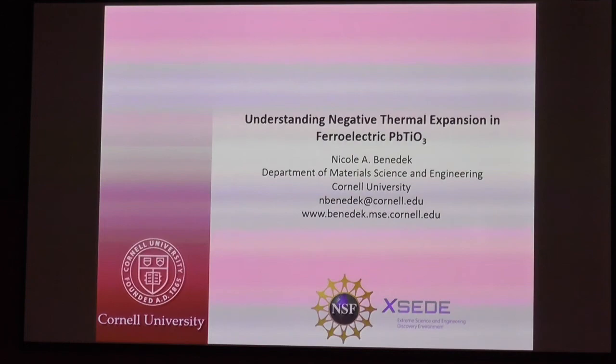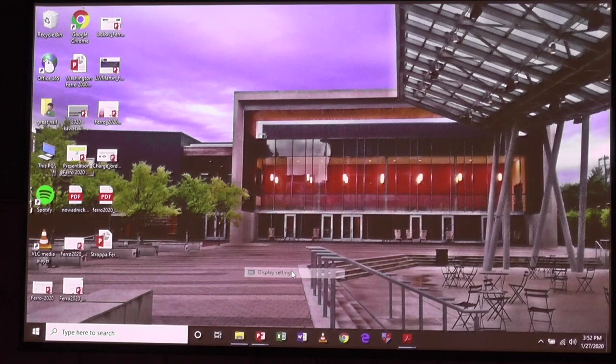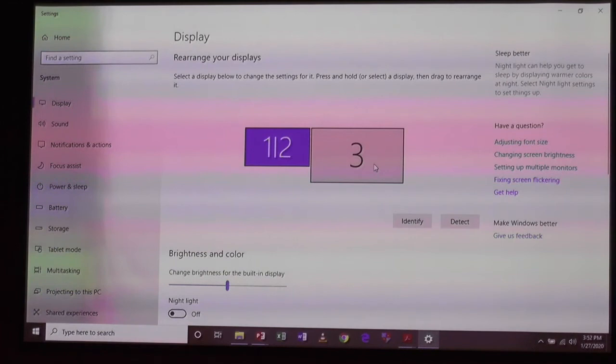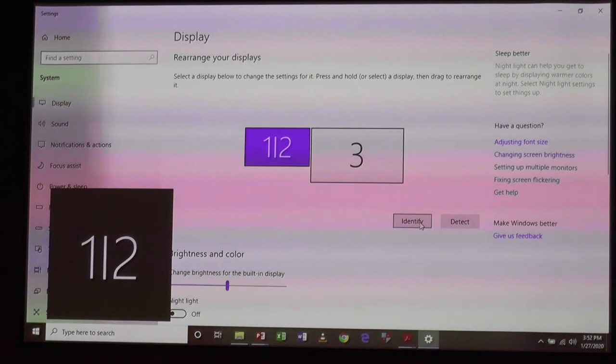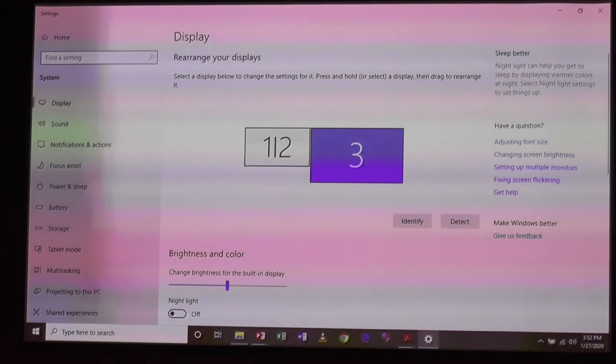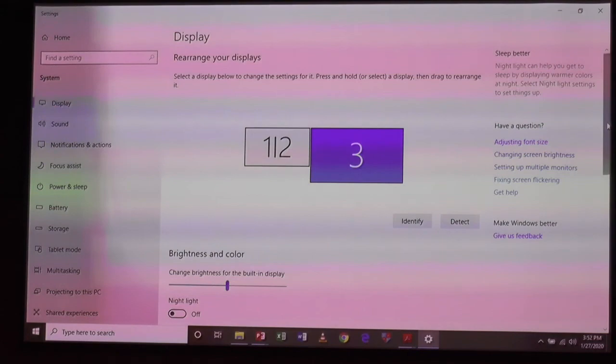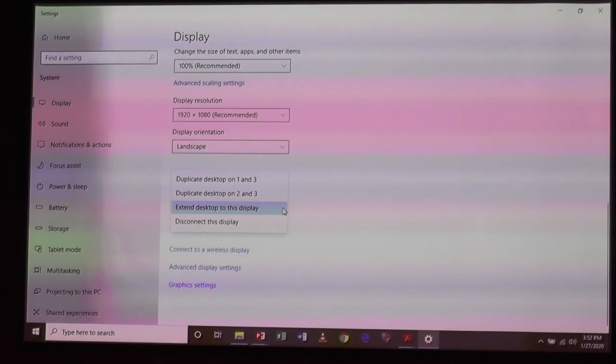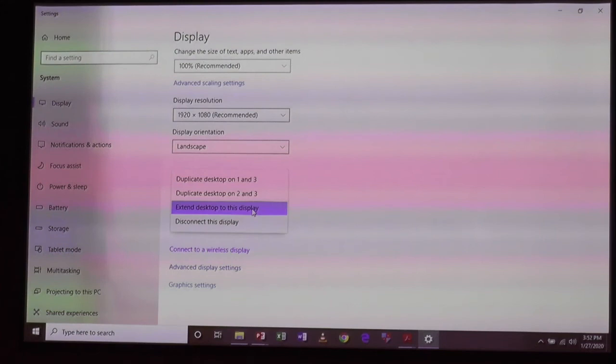You don't have to record mine, if that solves the problem. Yeah, that's what he's getting. Can we make everything just mirrored, so that there are not two separate displays? Yeah, we want one, two, and three to be all the same. Can we do that? Oh, great. Let's duplicate on two and three. Is that going to work? Try that.